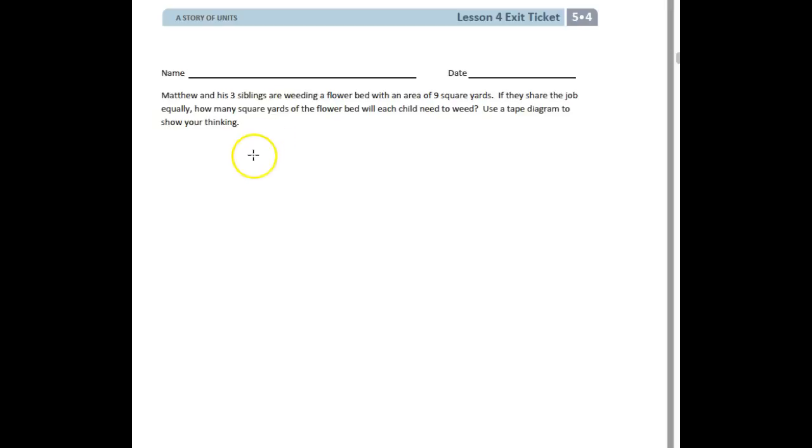So the first thing you're going to do is make, if this is the flower bed, the whole thing is 9 yards. And then you're going to divide it between 3 siblings and figure out what each one is weeding.